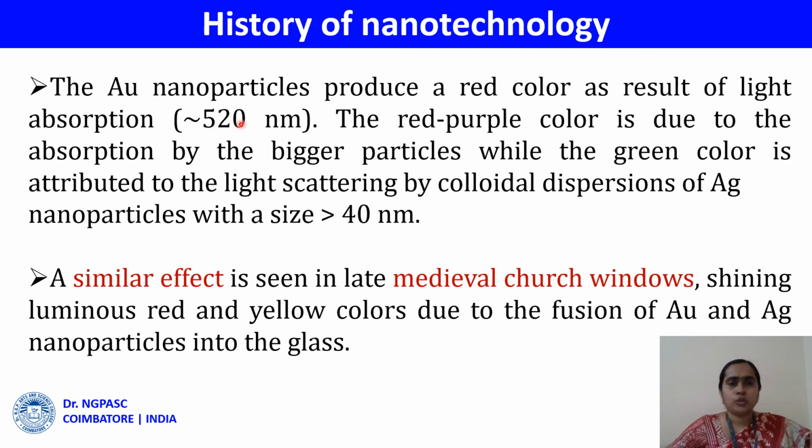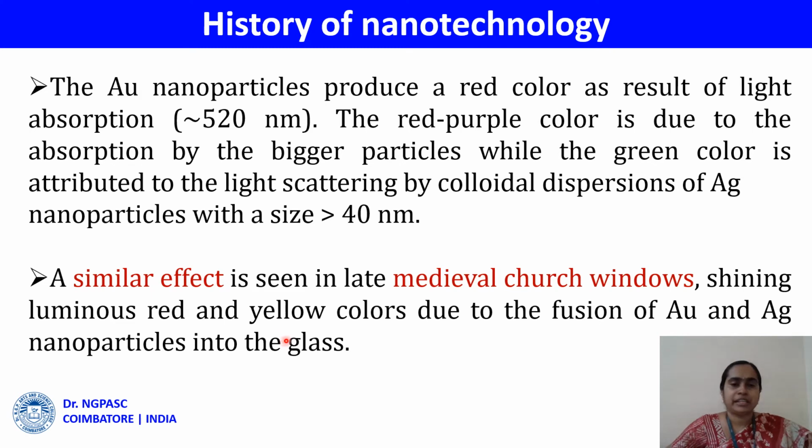The gold nanoparticles produce a red color as a result of light absorption at around 520 nanometers. The red purple color is due to the absorption of bigger particles, and the green color is due to the colloidal dispersion of silver particles with size greater than 40 nanometers.